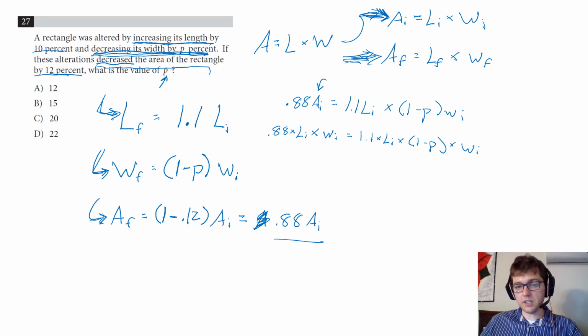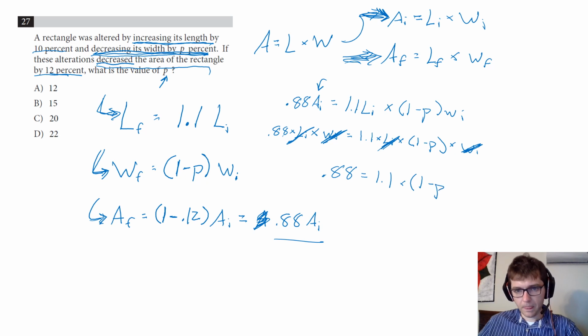Okay, and now you can see that you can get rid of these length initials and width initials. First, divide both sides by li, and each side is just basically one term multiplied together, so it's valid to divide both sides by li, then divide both sides by wi, the width initial, and that simplifies your problem so that the only variable you're left with is p. So you have 0.88 is equal to 1.1 times 1 minus p.